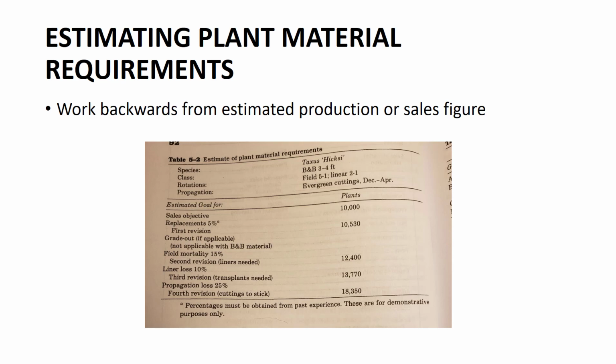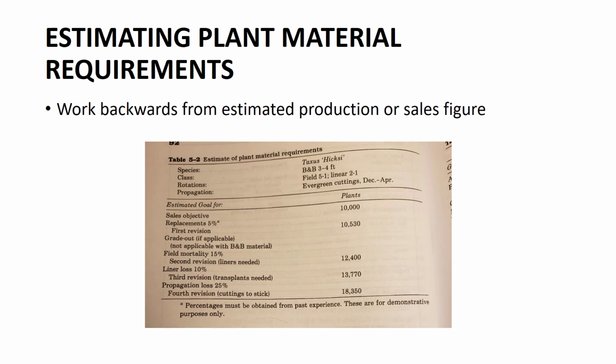These data may be available from past records, or an estimate can be made based on information obtained from other sources. Estimates for subsystem quotas are obtained by working backwards from the estimated production or sales figure. The calculation is made for each step in the production cycle by dividing the production quota of that phase of production by its estimated return percentage.